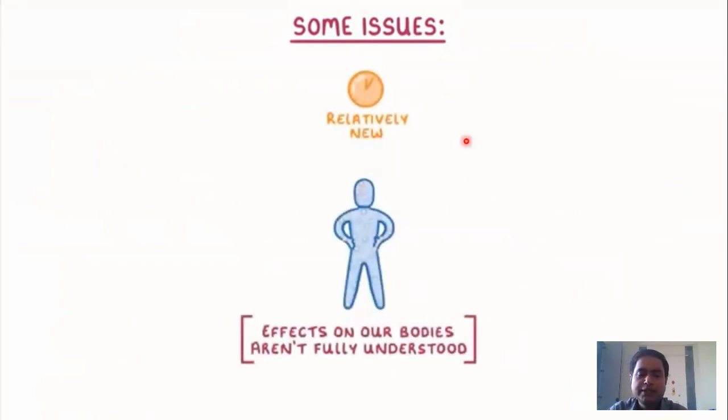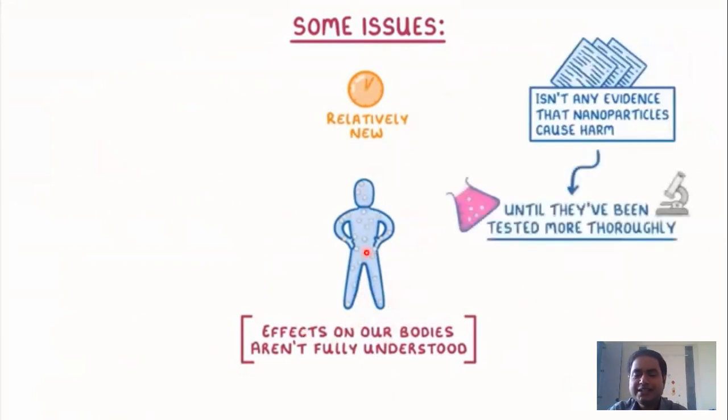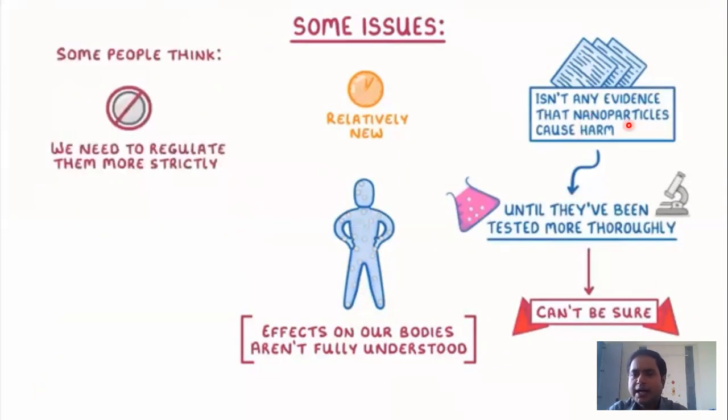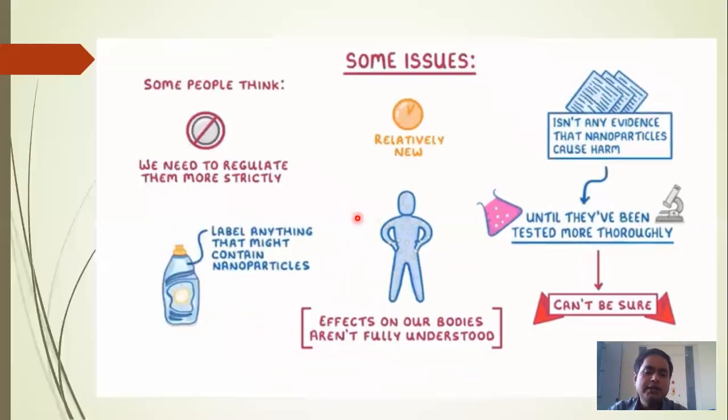It is a relatively new branch and its effect on our body is not fully understood, so there are some issues associated with nanoparticles. We cannot be sure how they produce a physiological effect in our body. Some people think we need to regulate them more strictly and label anything that might contain nanoparticles. This is the precautionary measure for the use of nanoparticles.